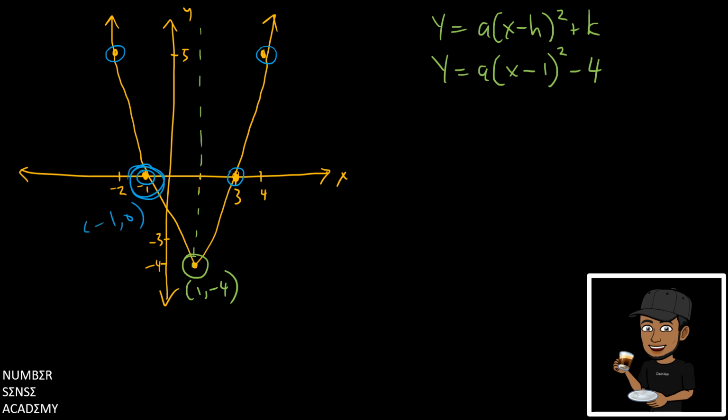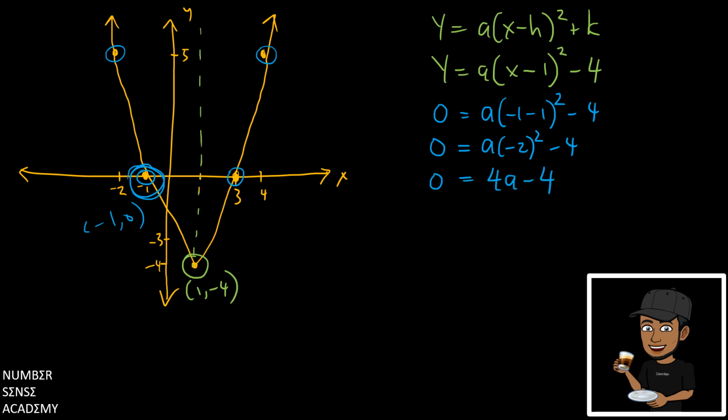So I have y is 0, x is negative 1. So I have 0 equals a times negative 1 minus 1 squared minus 4. Negative 1 minus 1 is negative 2, and negative 2 squared is going to be 4. So I have 0 is equal to 4a minus 4. Now to solve for a, I have 4a equals 4, and dividing both sides by 4, I get a is equal to 1.